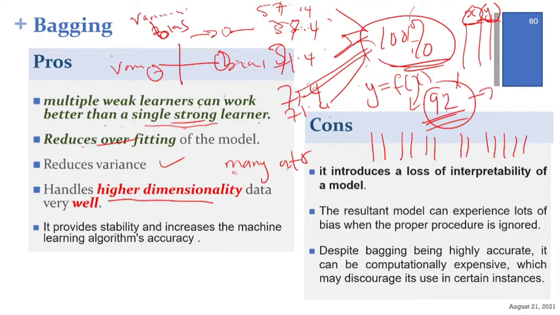The resultant model can experience lots of bias when the proper procedure is ignored. Having tried several things to avoid variance, you could run into the trouble of being biased towards a particular set. Also, despite being highly accurate, it can be computationally expensive, which may discourage its use in certain instances because of the different things you have to do, the sampling every time. Definitely, there's nothing without cost. Everything has a cost, so you have to see whether it is really worth the trouble.